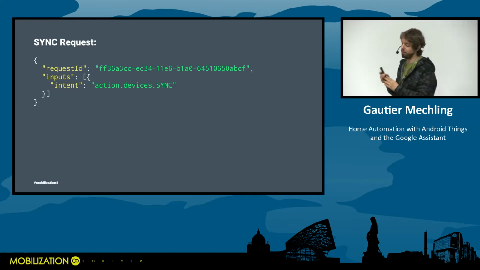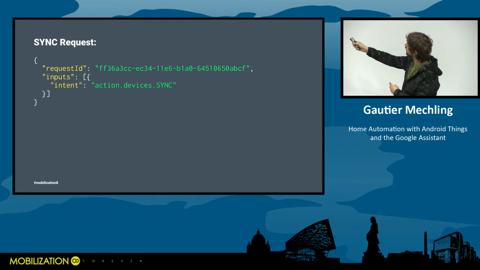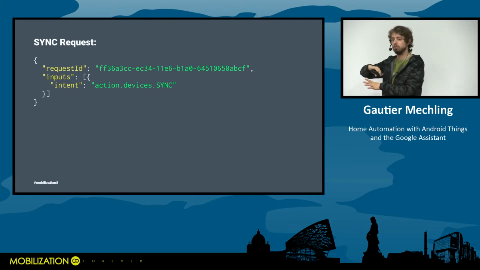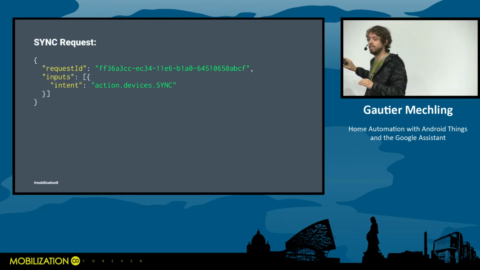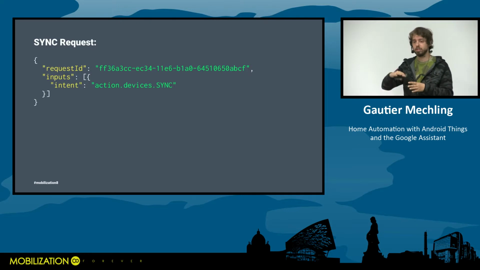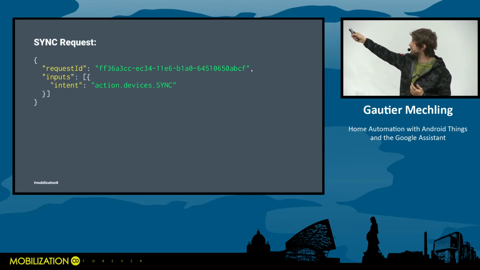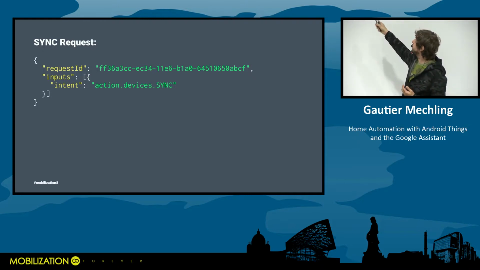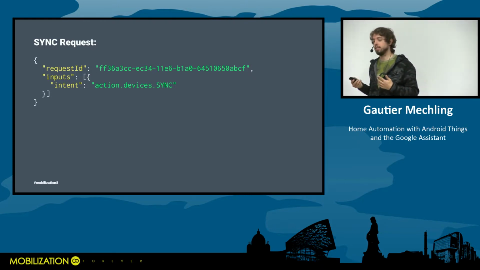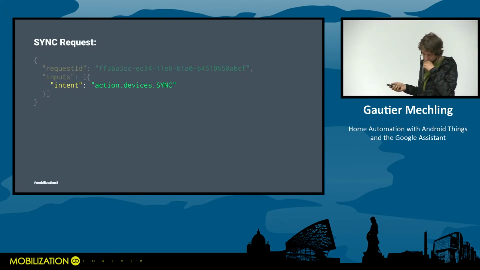So the Google Assistant will first execute an HTTP POST request, which will be very similar to this one. So it will be like a request ID, and you can see here the intent is sync. So basically what you have to do is, in your web service, when you receive some data, first you check if the OAuth2 token is valid. That's obvious. And then you just have to parse that JSON. And if the intent equals sync, you know that the Google Assistant needs to know which devices you have in your home.